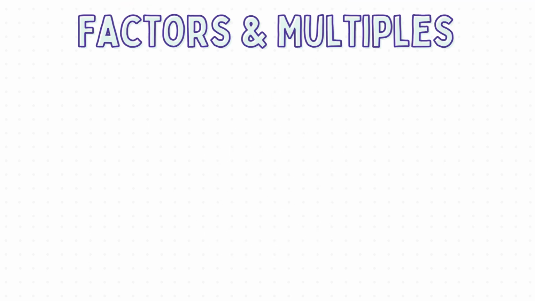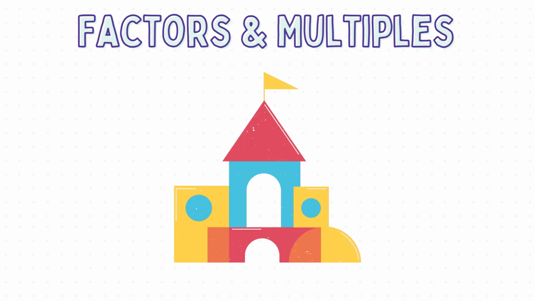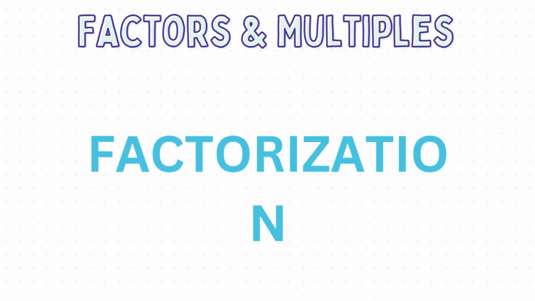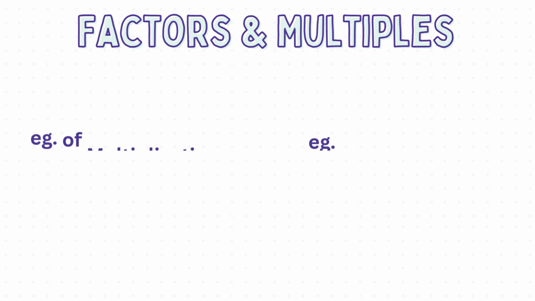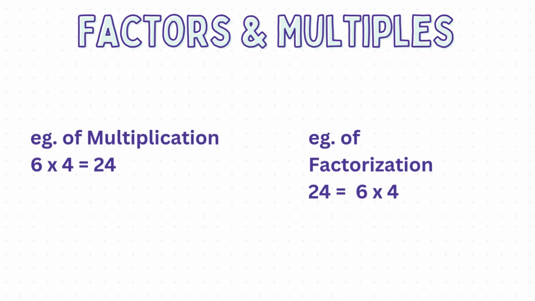Now let's go back to the idea of blocks. What if I hand you a building, say the number 24, and I say break it down into the blocks used to make it? That's called factorization. It's like reverse engineering the structure. So you look at 24 and say, 6 times 4 equals 24. Good start. Then you go further.